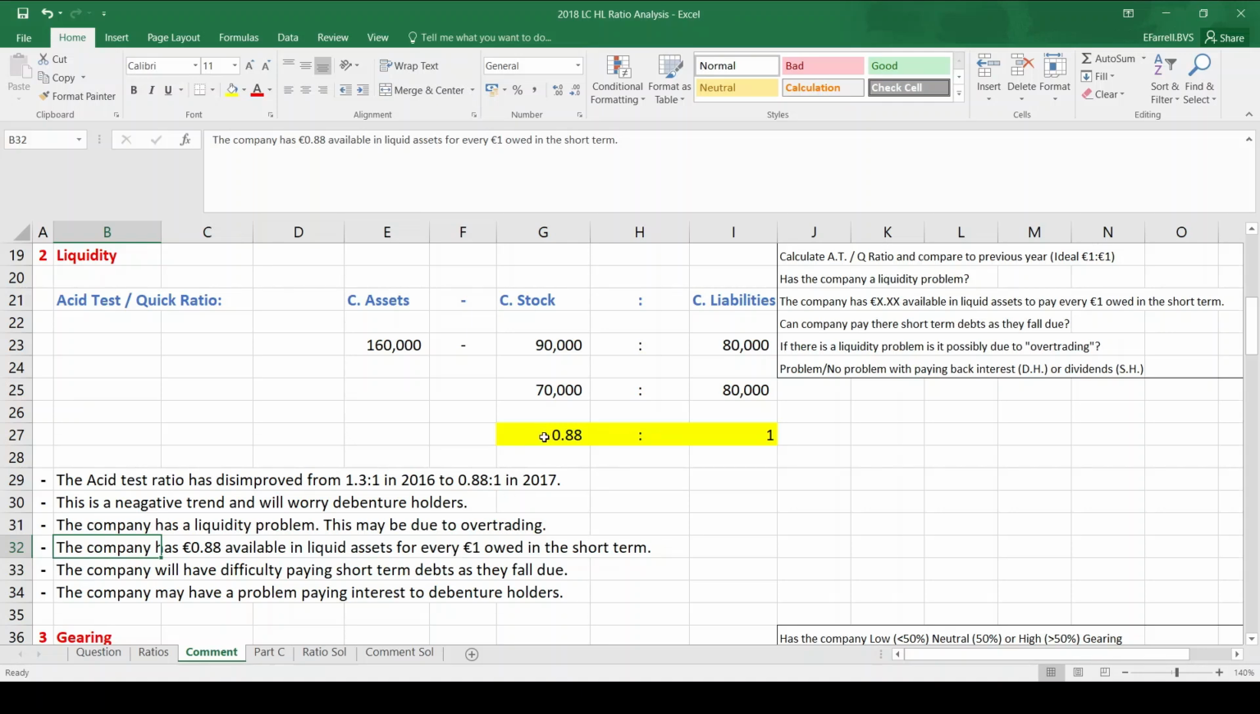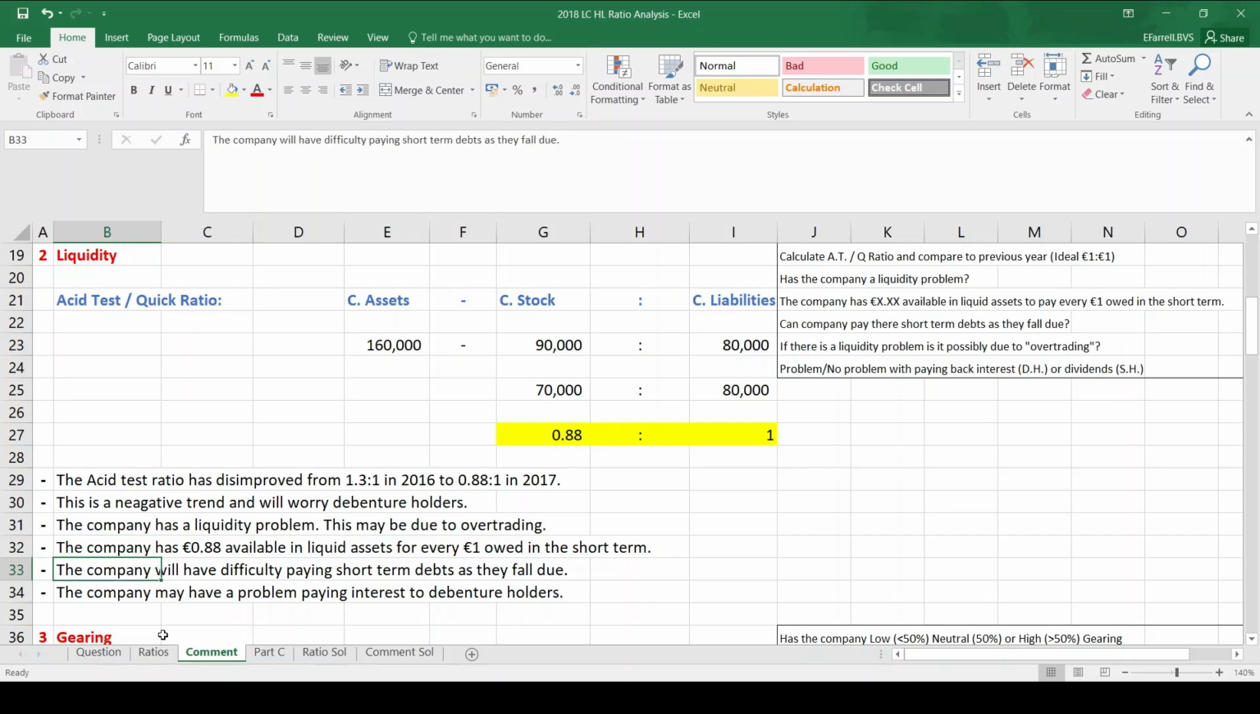If it was over 1 is to 1, you would say the company would not have difficulty paying short-term debts as they fall due. And the company may have a problem paying interest to the venture holders. So we're looking from the point of view of the venture holders. This company doesn't really have enough money in the short term to survive, so they're going to struggle to pay back the interest and eventually the loan to the venture holders.